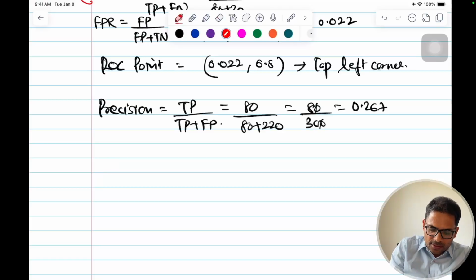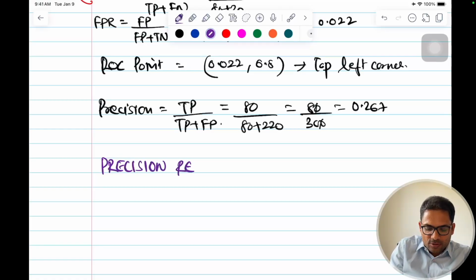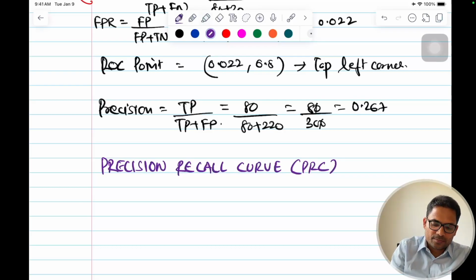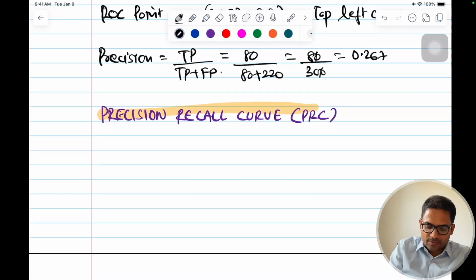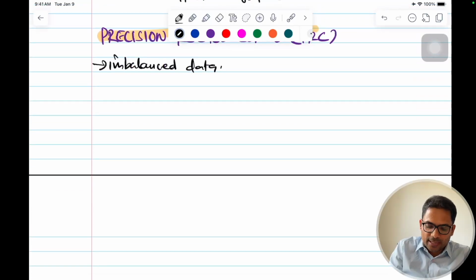Let me write it in a different color. So this is a solution for this problem. For imbalanced data, we go for precision recall. We know both the metrics, or PRC. So this is your precision and recall curve, and this is used when the data is imbalanced, and you will get a curve like this.